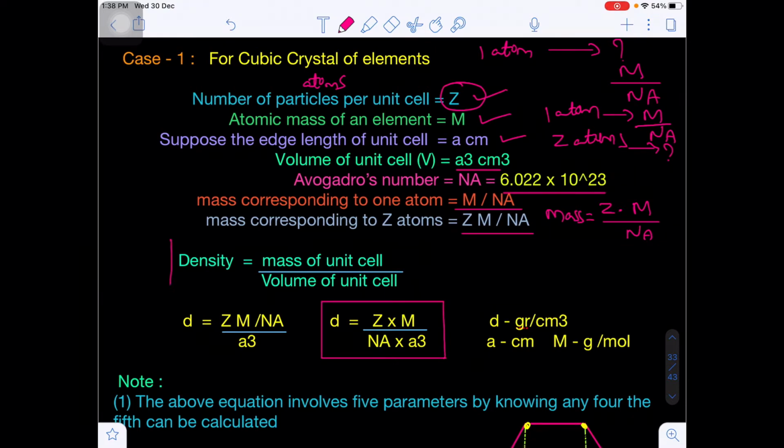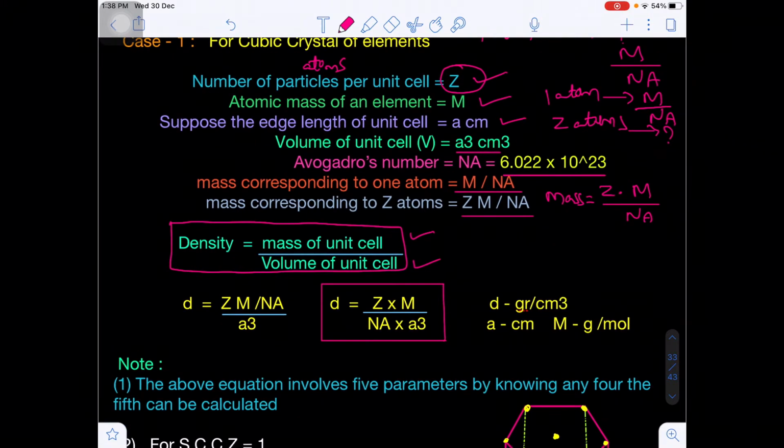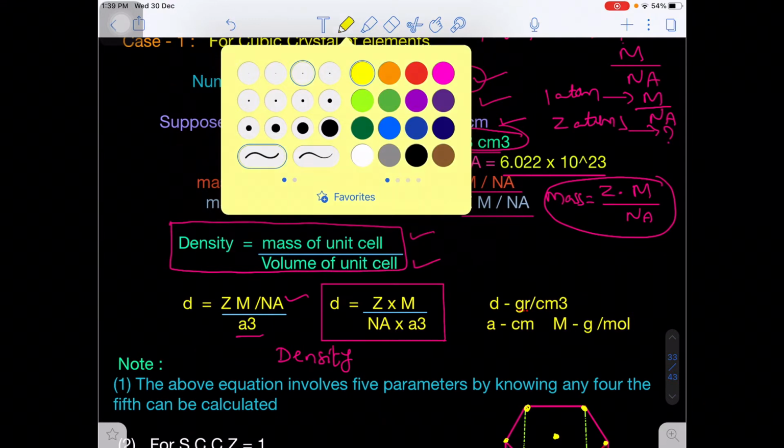What is the formula to calculate the density of a unit cell? Density is nothing but mass upon volume. Here, the mass of the unit cell upon the volume of the unit cell. What is the mass of a unit cell? Just now we calculated Z into M upon the Avogadro constant, whole divided by the volume of a unit cell. Here the volume of a unit cell will be a cubed, so that's why I am writing a cubed. So overall, the density of a unit cell will be equal to Z into M divided by the Avogadro constant into the volume of the unit cell.